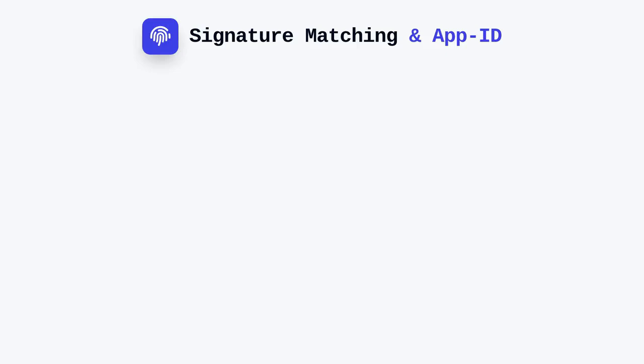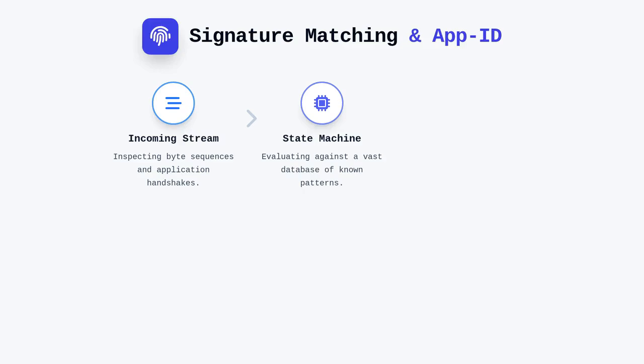Once the initial protocol is understood, the process moves into signature matching, which is the core of the profiling mechanism. The engine continuously inspects the incoming stream against a vast database of known application patterns that the firewall constantly updates. You can think of this as a highly optimized state machine that evaluates the byte sequences of an application handshake or the specific structures of a protocol exchange. If the traffic aligns with the specific signature defined for an application like Office 365 or a custom business tool, the firewall assigns that app ID to the session.